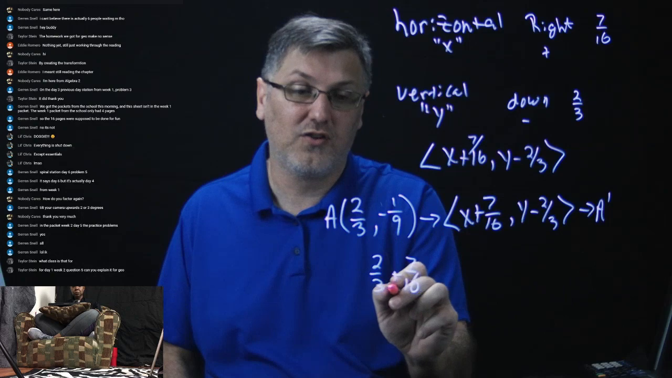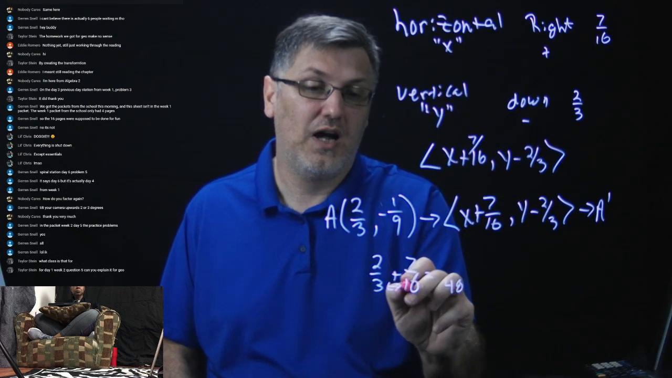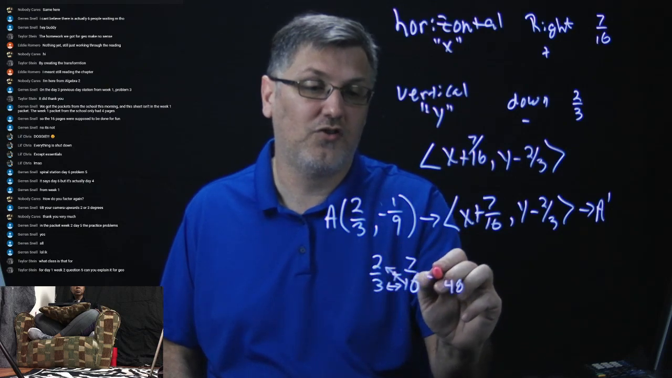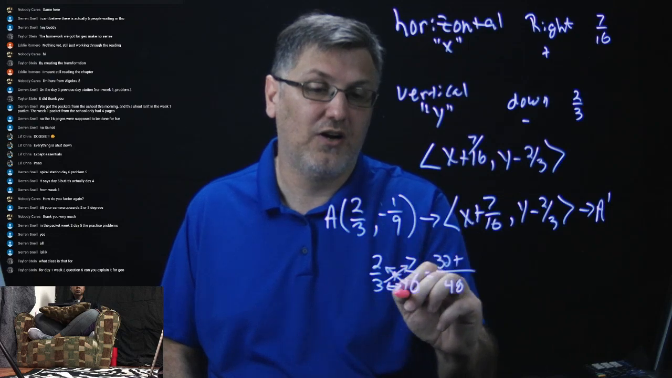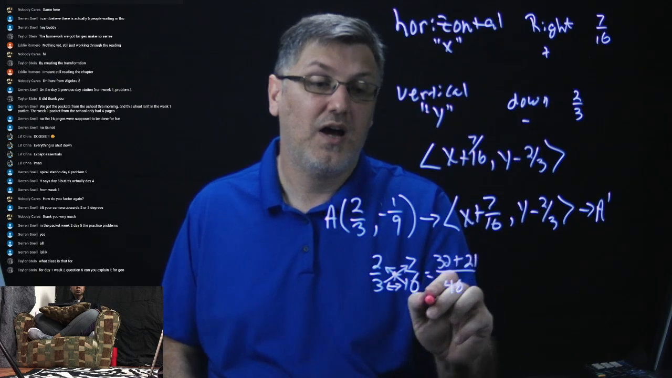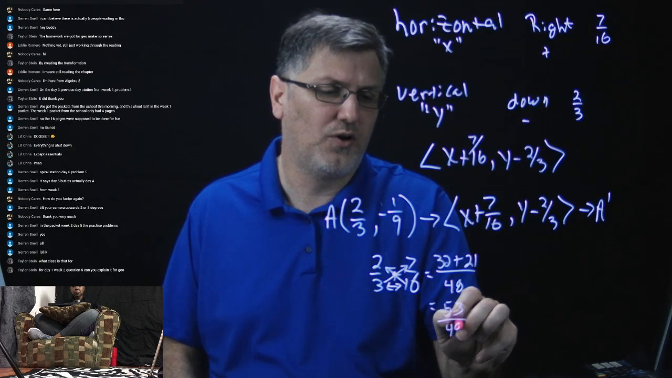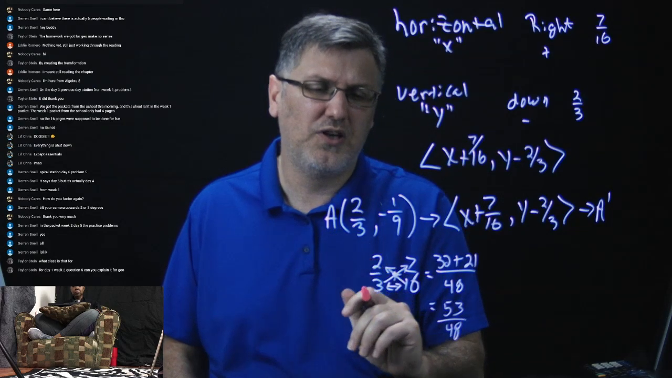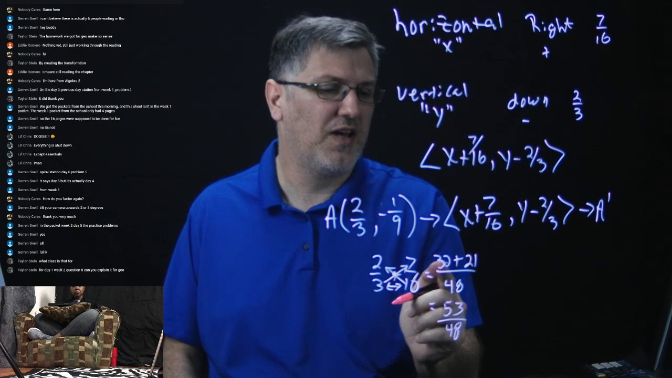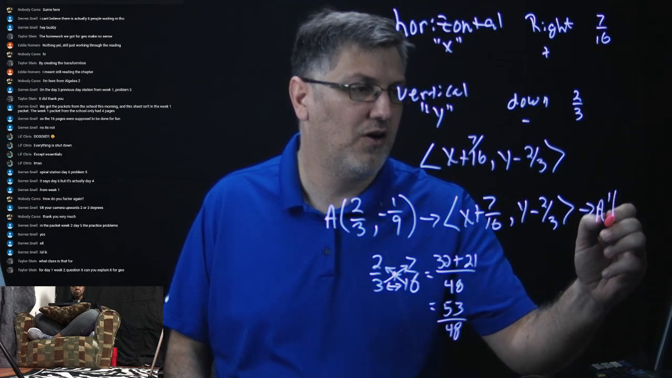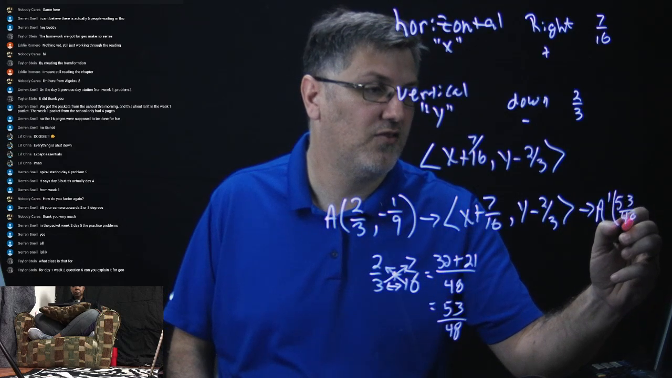But the way I do this is I'm going to multiply here, and 3 times 16 is 48. And then going to multiply up. 16 times 2 is 32. Plus, I'm going to multiply up here. 3 times 7 is 21. I'm going to add those together, and I have 53 over 48. 53, 48, I don't think they have anything that's going to reduce into that. So that is my x value of my image, A prime, 53 over 48.